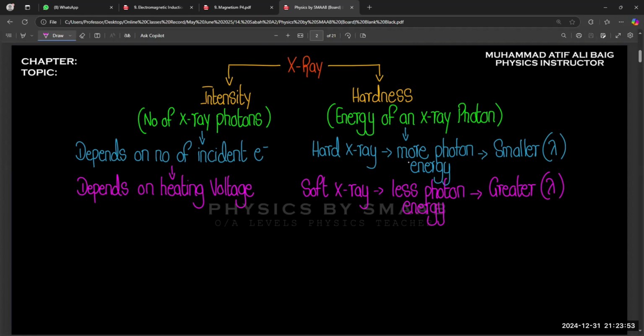Just like in the photoelectric effect, we use the formula E equals hc upon lambda, so you can easily compare E with lambda. If lambda is greater, definitely energy is low. And if lambda is low, energy will be greater, because hc are both constant: one is Planck's constant and the other is the speed of light. So E and lambda are inversely proportional to each other, and we get the same results in hardness. Soft X-ray means less penetrating power, hard X-ray means more penetrating power, right?